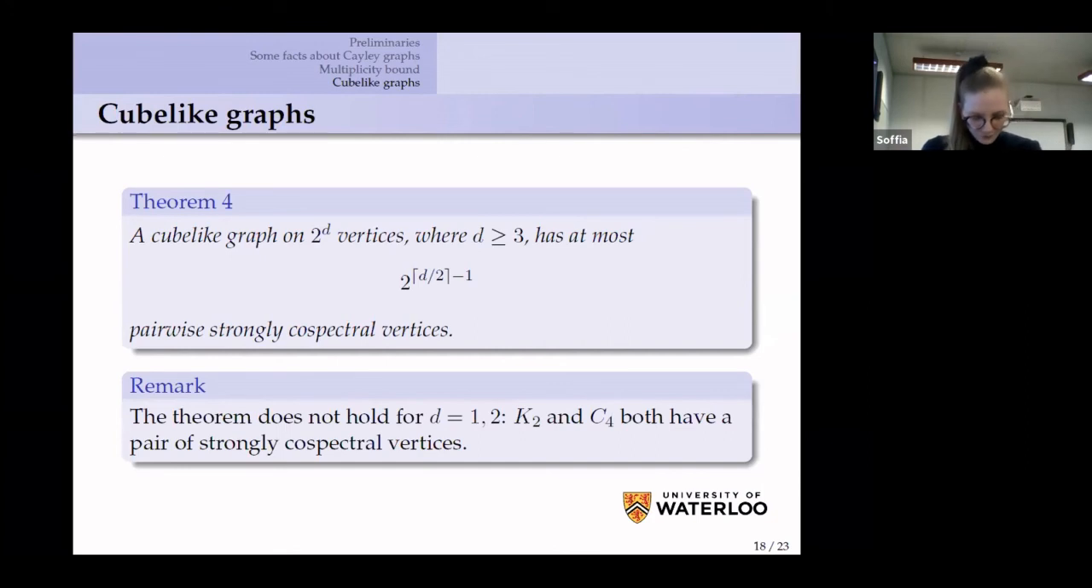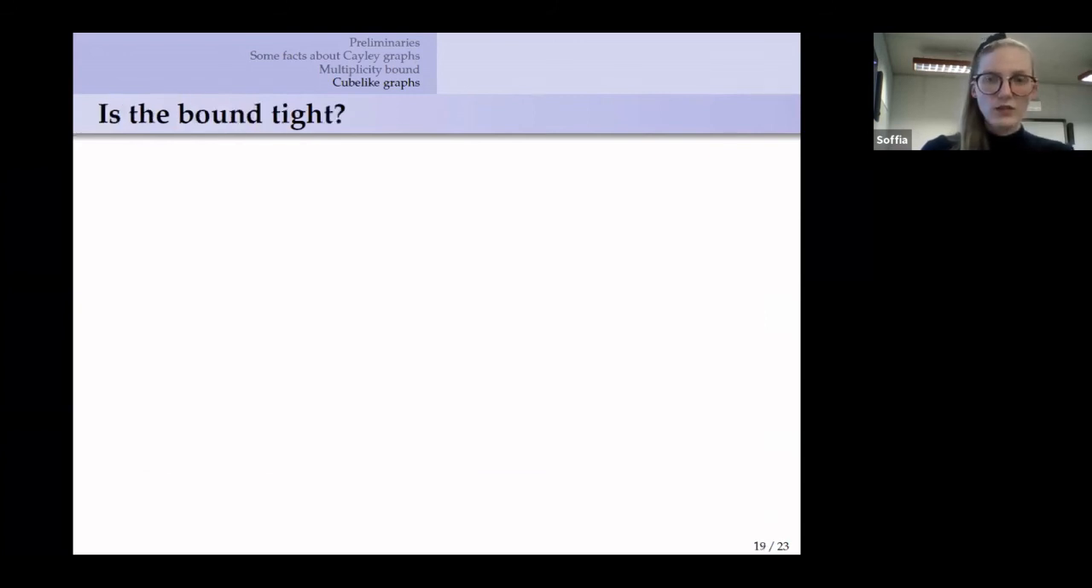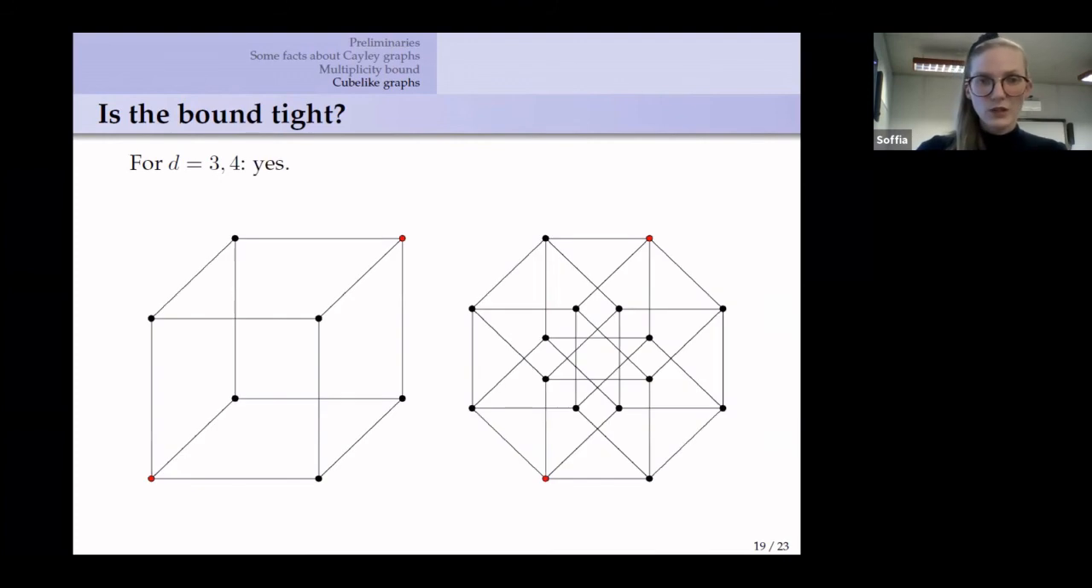And so the question that we of course want to ask at this point is whether the bound is tight. As I said, it doesn't actually hold for d equal to 1 or 2, but for 3 or 4, we are looking for a pair of strongly cospectral vertices, and this happens in most cube-like graphs. Most cube-like graphs actually have perfect state transfer, which is sufficient for the vertices to be strongly cospectral. So there are a lot of examples, but we have, for example, the hypercubes, where the antipodal vertices are strongly cospectral.